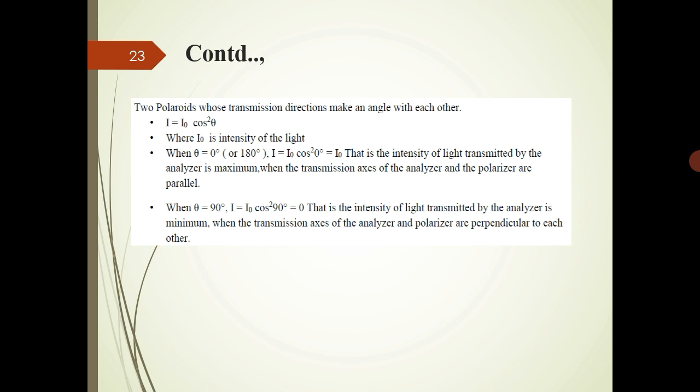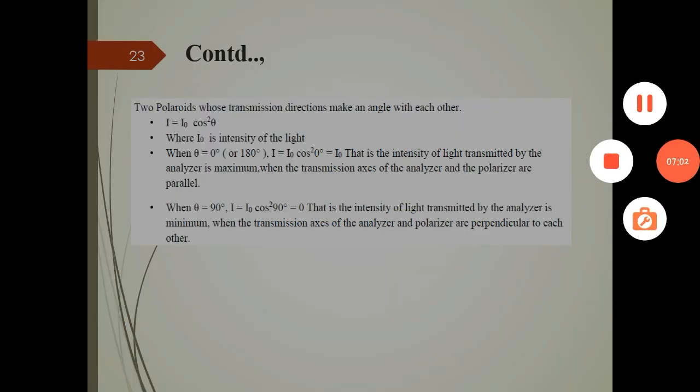When theta is equal to 90 degrees or 270 degrees, I is equal to 0. Then the intensity of the light transmitted by the analyzer is minimum when the transmission axis of the analyzer and the polarizer are perpendicular to each other.